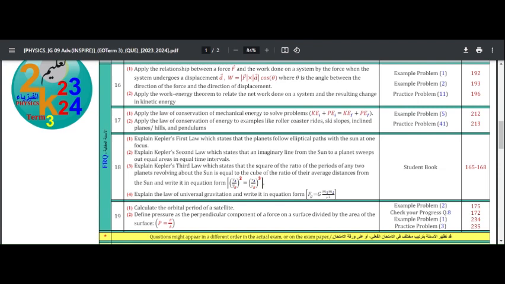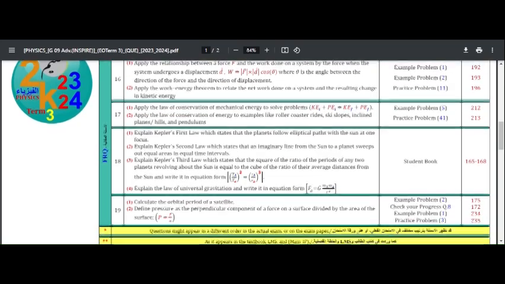Then, using this work done, they could ask you to find the final velocity of the object. There you will use the second part: apply the work energy theorem to relate the net work done on a system and the resulting change in kinetic energy. The work energy theorem says that the work done on a system is equal to the change in kinetic energy. In the first section you will find the work done, and this is equal to the change in energy. In this case only the kinetic energy is changing, with no mention of potential energy. So you will find the velocity of the object by rearranging the equation.